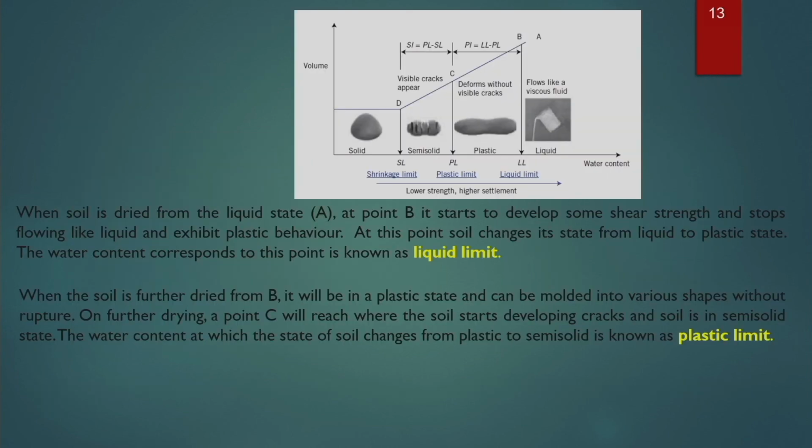The liquid limit of the soil can be defined as the water content at which the soil changes from liquid state to plastic state. This is the borderline between the liquid state and the plastic state. That borderline is known as the liquid limit.